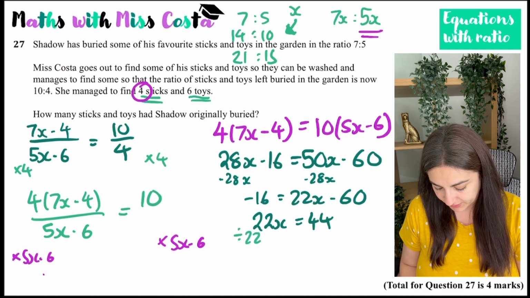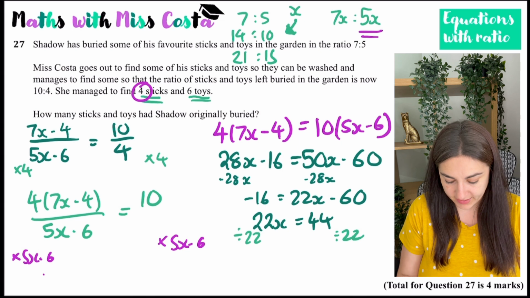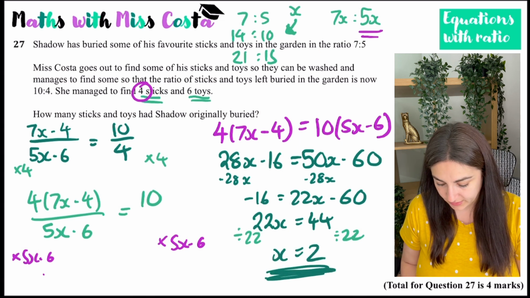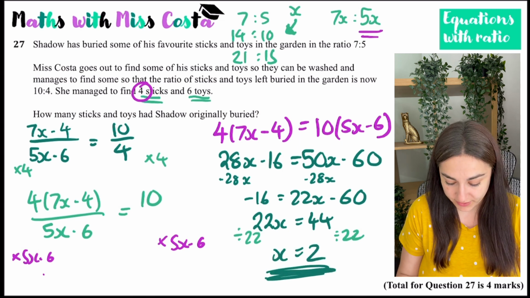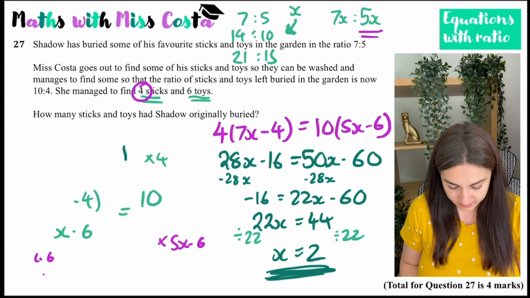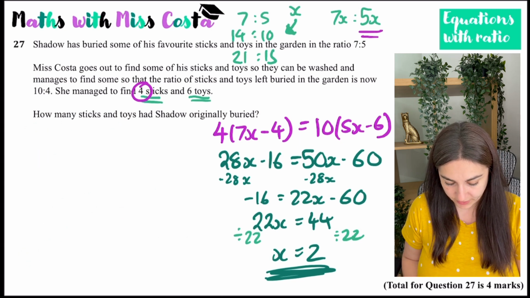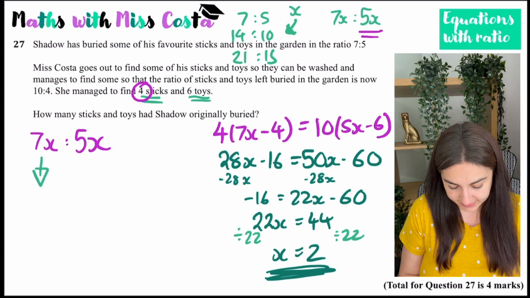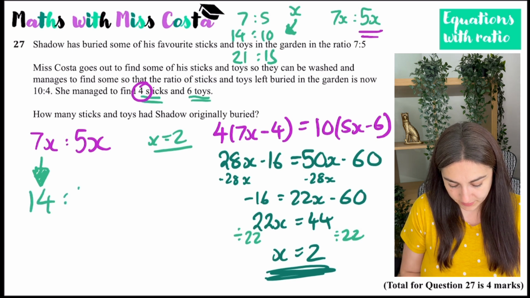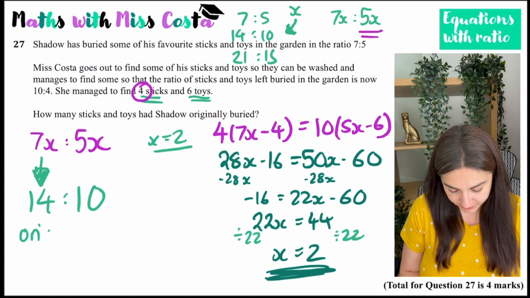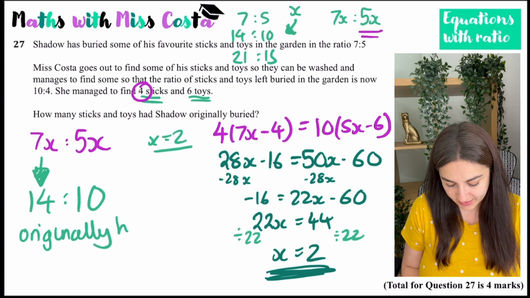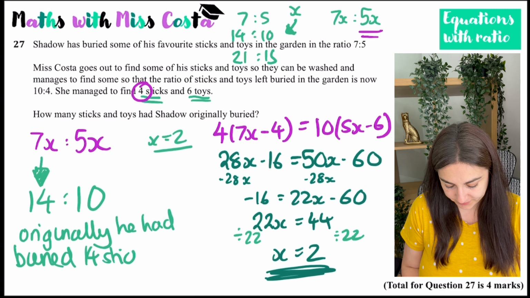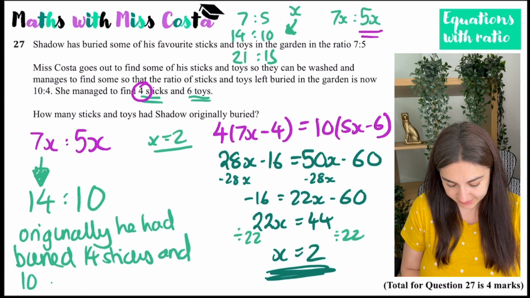So divide both sides by 22. I know that x equals 2. So if x is 2, and the original ratio was 7x to 5x, then 7 times 2 is 14 and 5 times 2 is 10. So originally, sneaky thing, he had buried 14 sticks and 10 toys.